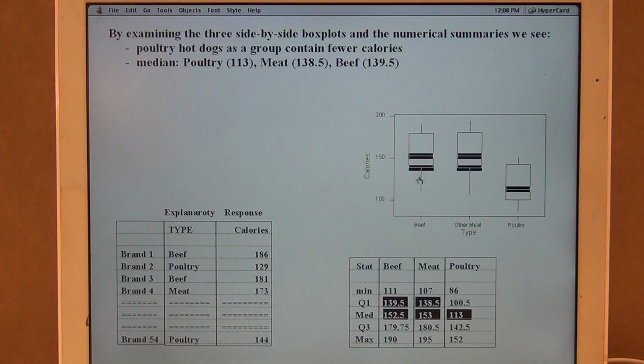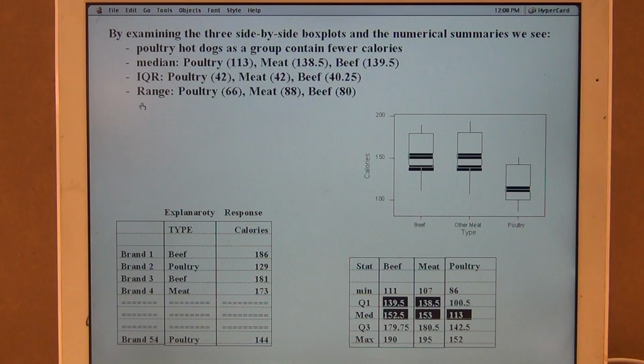And let's see what else we can come up with. The interquartile range is about the same for all of them. The interquartile range, the difference between the first quartile and third quartile, with the middle 50% of the data set, is about the same. Poultry is 42, meat 42, beef 40.25.